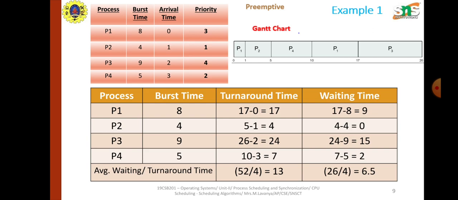In this problem we have the processes P1, P2, P3 and P4. Their burst time, arrival time and priority are given. At 0 milliseconds the process P1 arrives and occupies the CPU. From 0 to 1 millisecond P1 will be executed, and at 1 millisecond the process P2 arrives in the queue.